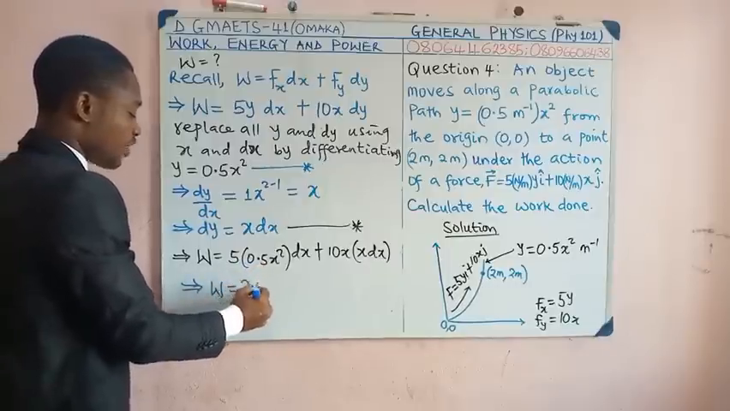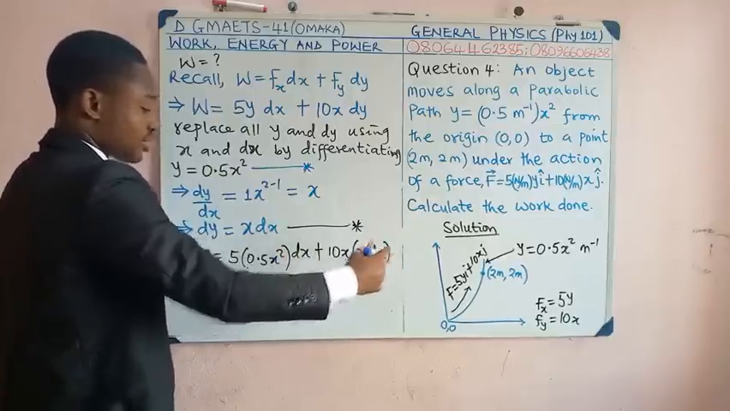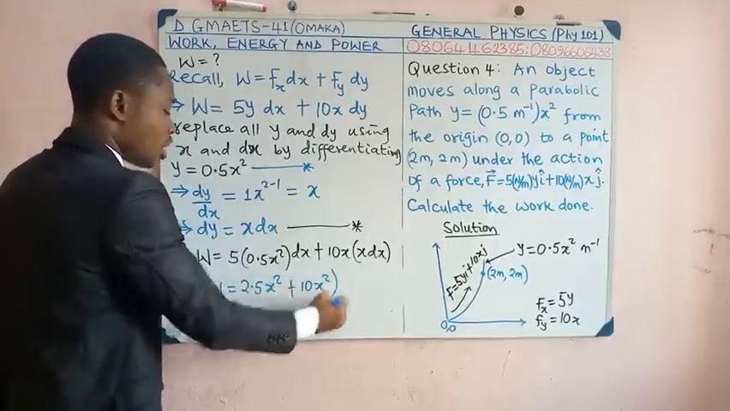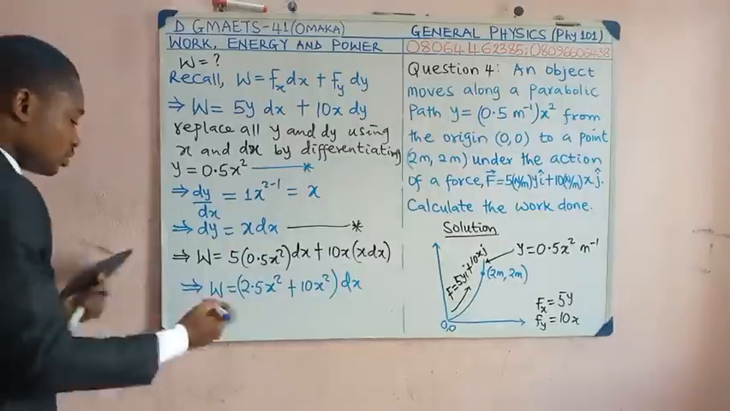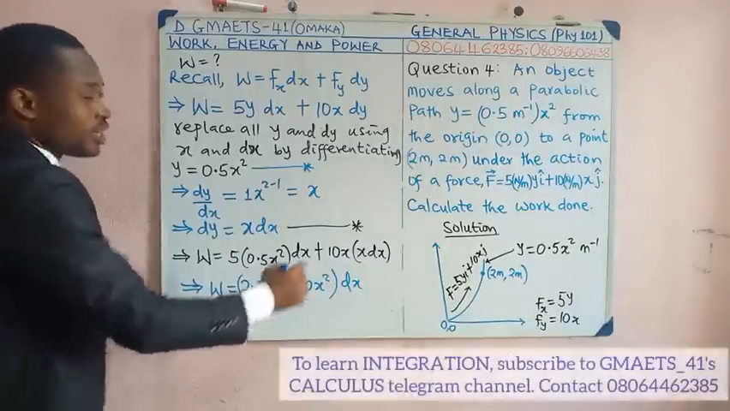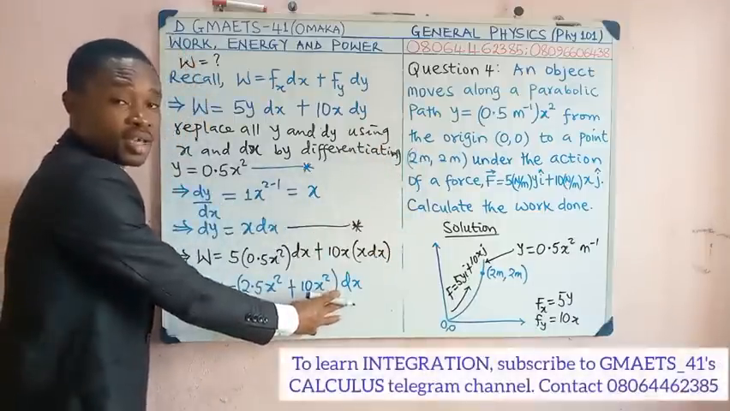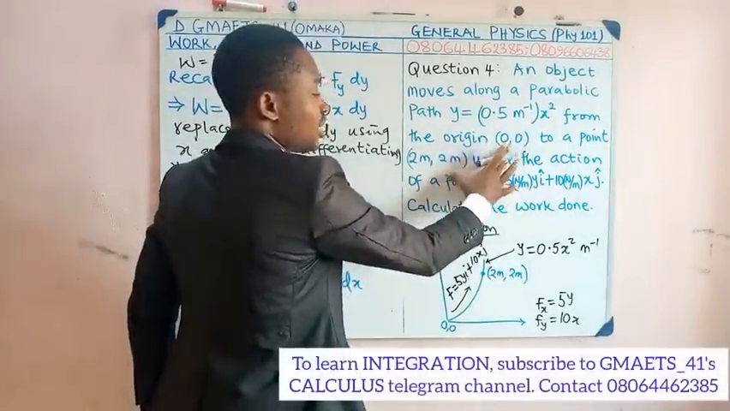So this is 2.5x squared. There is the x here, there is the x here, so I'll factorize the dx. 10x times x would give us 10x squared, all in bracket dx. So, all we now need to do is W equals, we can now integrate from the initial to final. See, we are solving with respect to x. So the limit you are going to pick is going to be the x coordinate in this limit here.